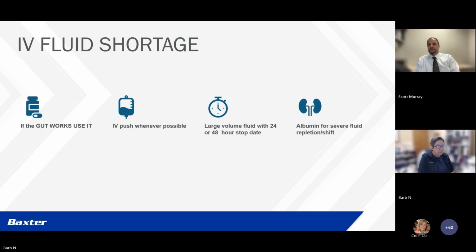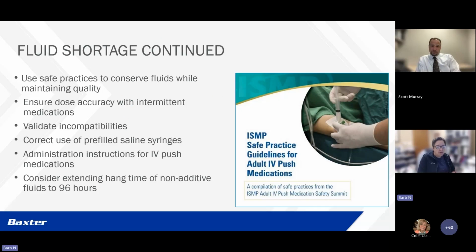Next slide. Yes. From an INS perspective, the fluid shortage is something that INS has been very integral in. They have met with multiple entities on how we can apply best practice and safe practices so that we're delivering correct care. We are conserving fluids and yet still maintaining quality of care, and that's very, very important.